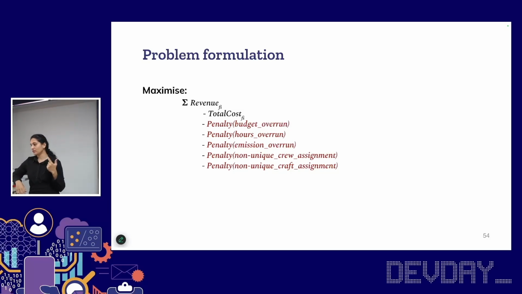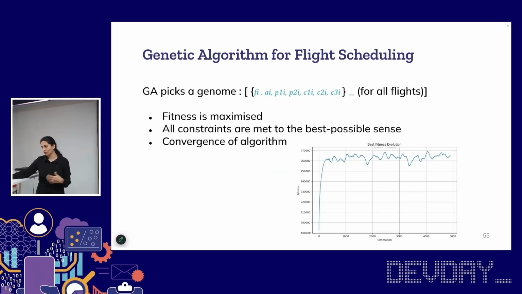To maximize, it is revenue minus total cost, which is the profit, minus all the penalties for budget overrun, crew hours overrun, emission overrun, and penalty for non-unique crew and aircraft assignments, out of which 3 are stricter constraints with a huge penalty, and 2 are softer constraints with a little lesser penalty. And this is the fitness function of the genome that the GA will maximize. And we already saw how it works.